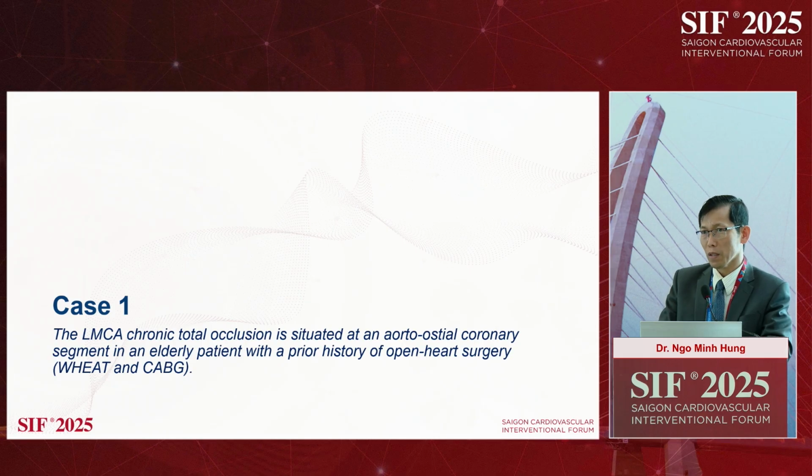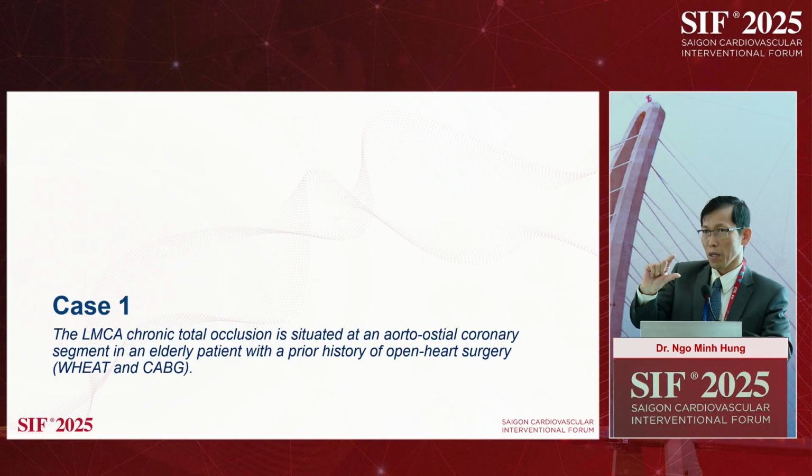So I bring here two cases. The first one is a left main chronic total occlusion situated at the aorto-ostial coronary segment in an elderly patient with a prior history of open heart surgery. This is the valve and CABG.